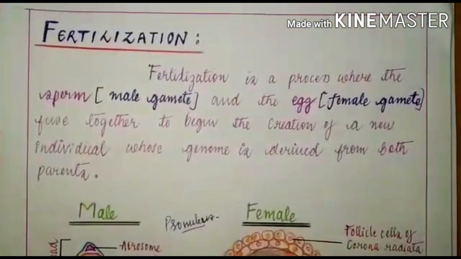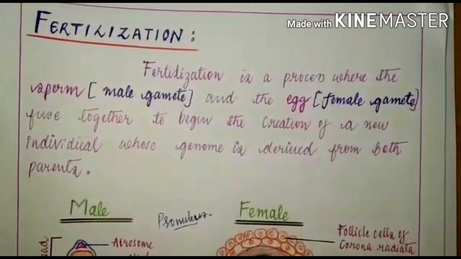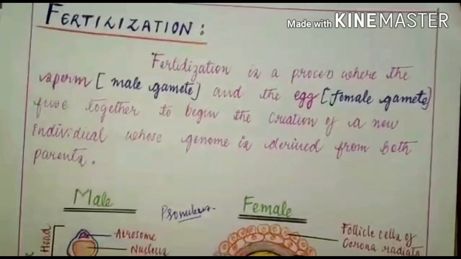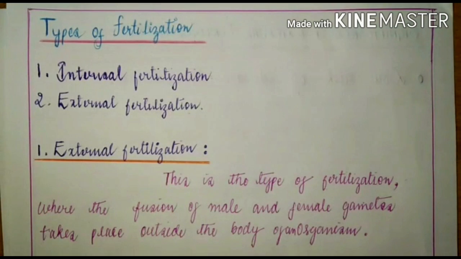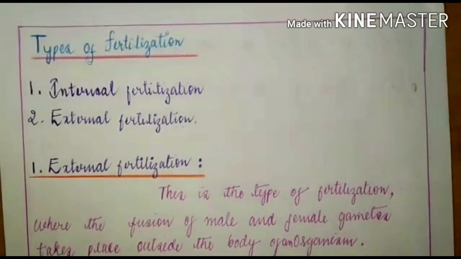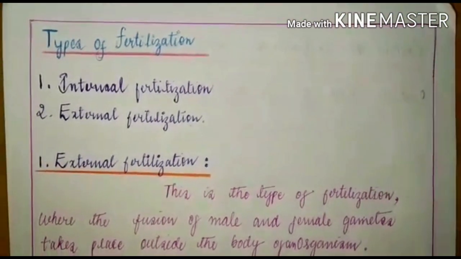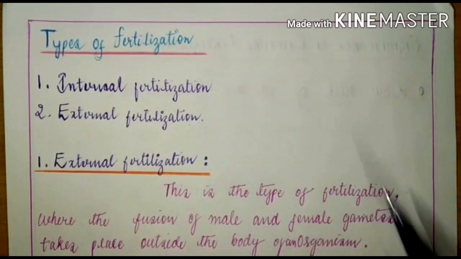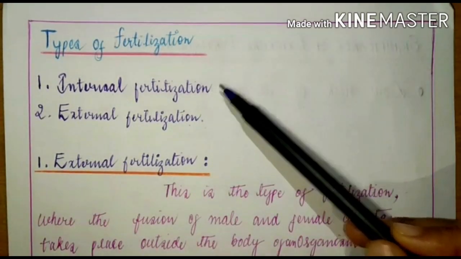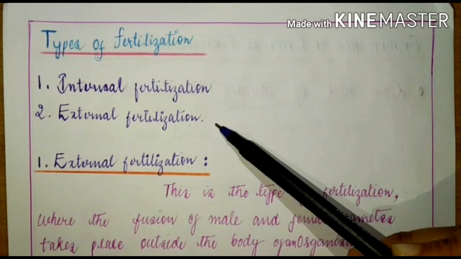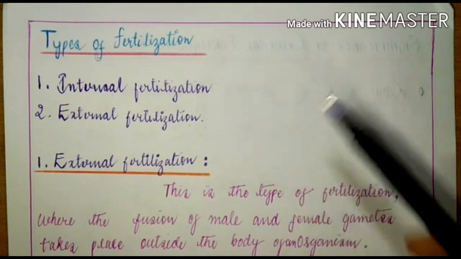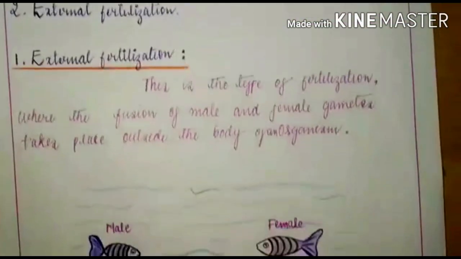So let's move on to our second question, that is, what are the different types of fertilization? This fertilization is mainly categorized into two categories. First is internal fertilization and the second one is external fertilization. Let's see external fertilization first.